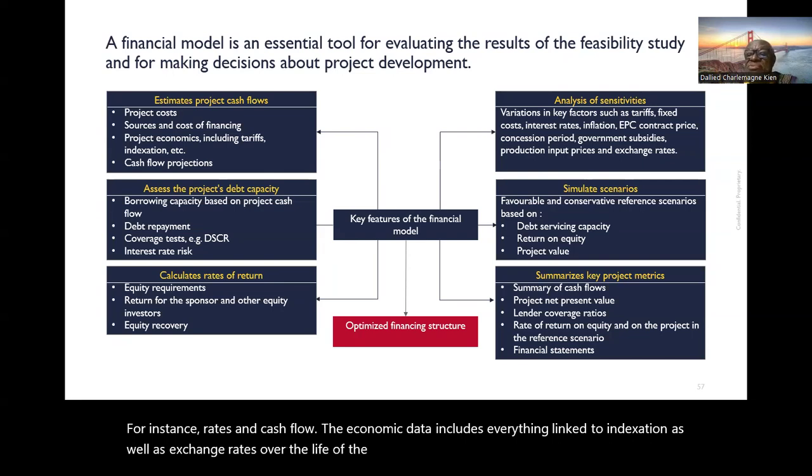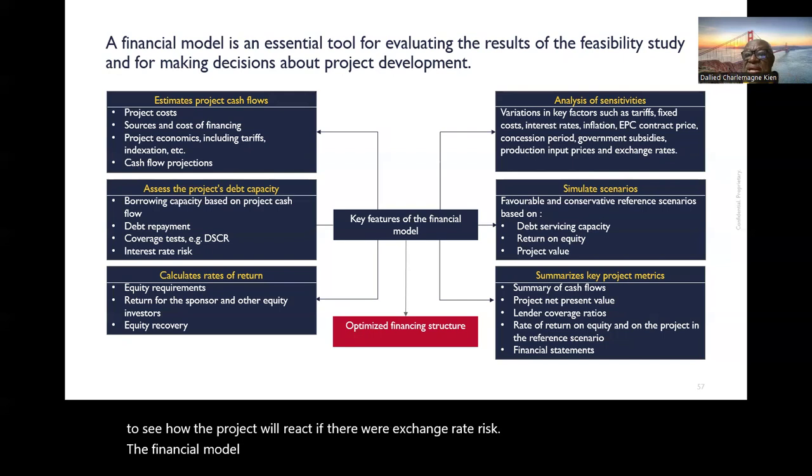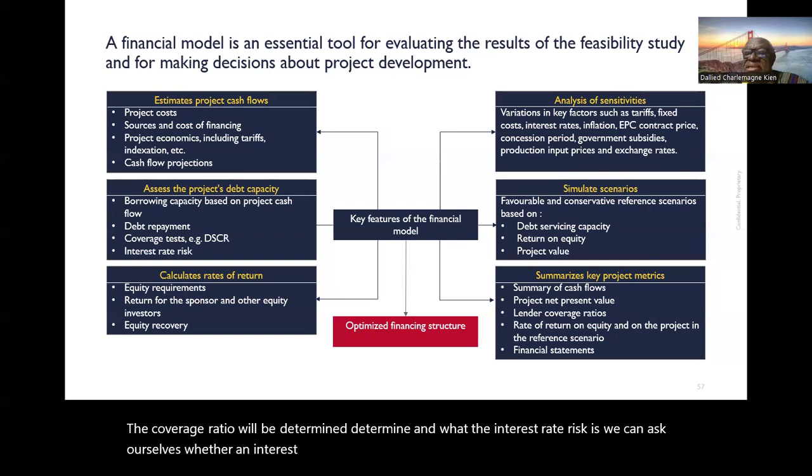This will enable us to use cash flow projection to see how the project will react if there were exchange rate risk. The financial model will enable us to assess debt capacity. The various debt coverage ratios will be determined and what the interest rate risk is. We can ask ourselves whether an interest rate of 10% is viable for the project or whether we need to negotiate a lower interest rate. What is the risk here?